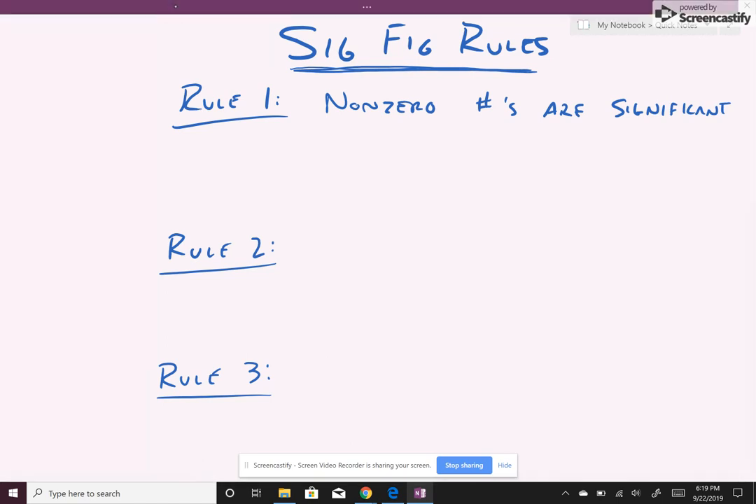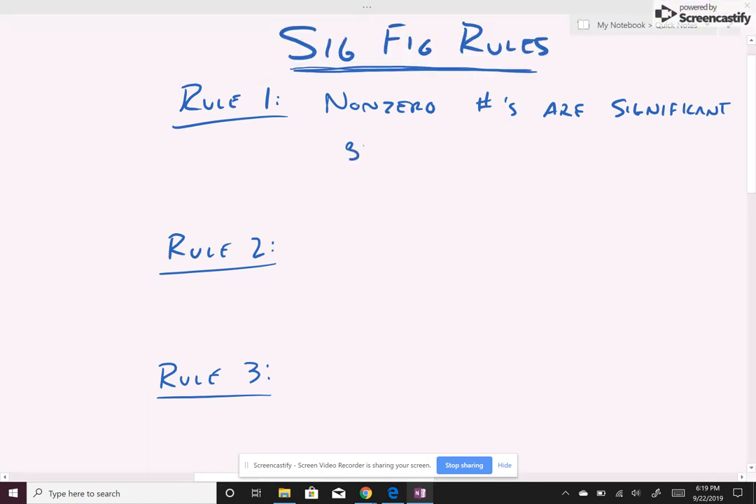So if we had a number like 332, that means that this has 3 significant figures. Just like if we had a number like 7.63, that means that this is still 3 significant figures because none of those digits are zero.